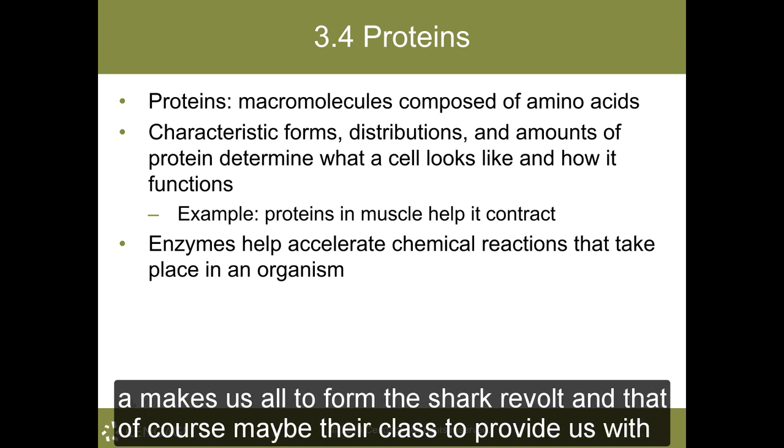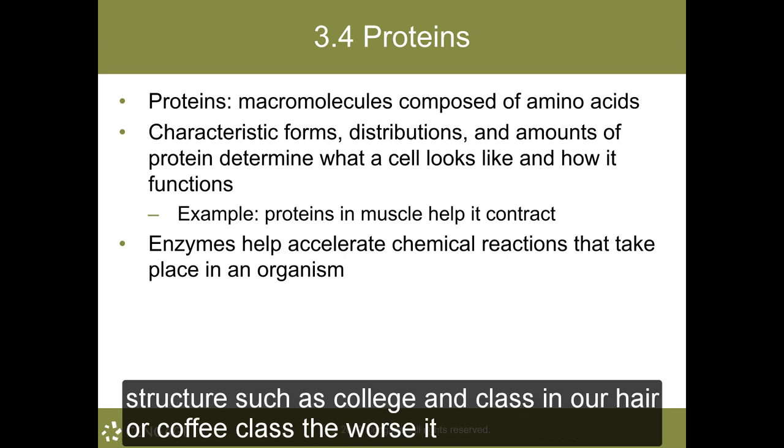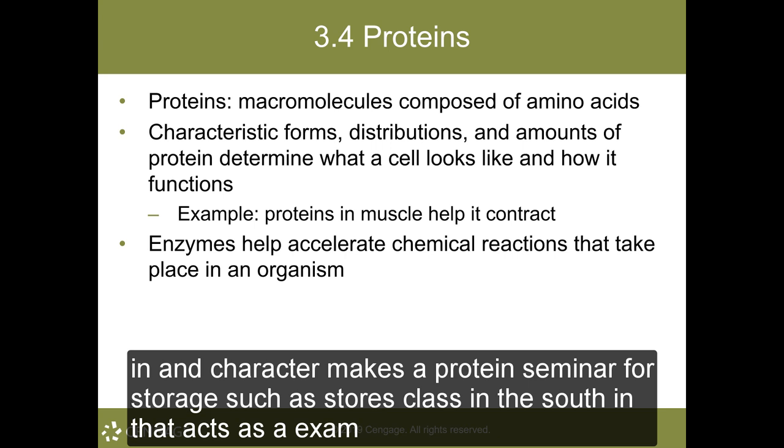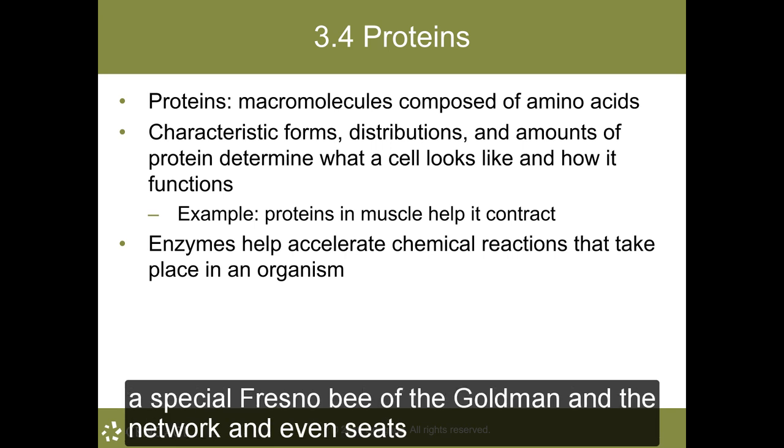Up next, proteins can be structural proteins that, of course, may be there to provide us with structure, such as collagen in our hair, or collagen even in our skin, and even keratin. Next up, proteins can be there for storage, such as, your text says eggs, especially by way of the ovalbumin in the egg white, and even in seeds.